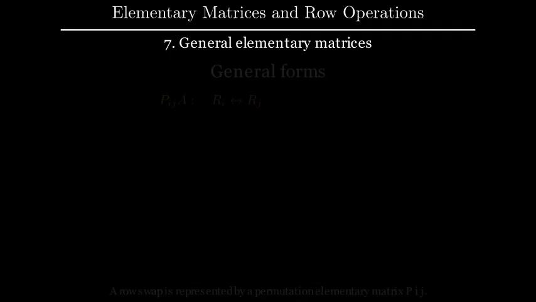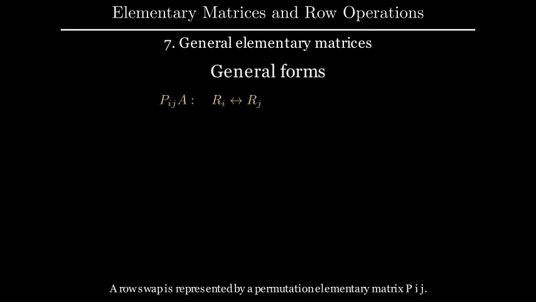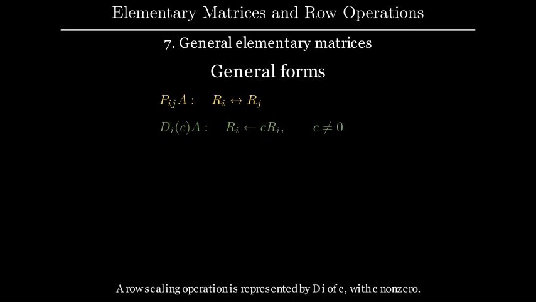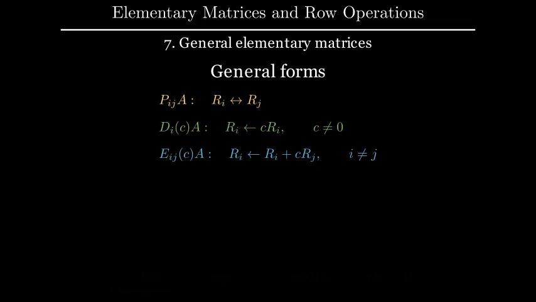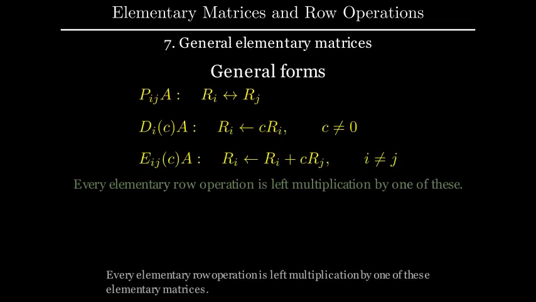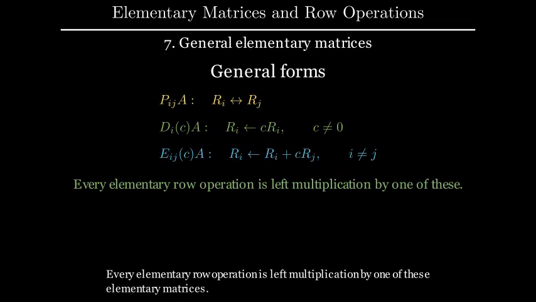Let us summarize the general patterns. A row swap is represented by a permutation elementary matrix P_ij. A row scaling operation is represented by D_i(c) with c non-zero. A row replacement operation is represented by E_ij(c), which adds c times row j to row i. Every elementary row operation is left multiplication by one of these elementary matrices.